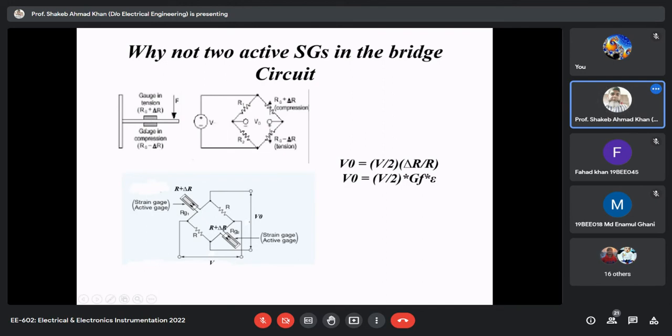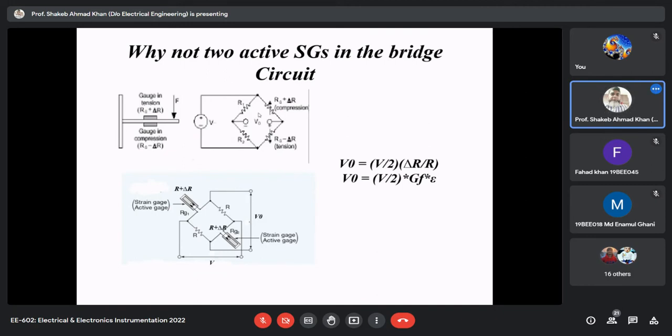The type of change is different and the orientation is different, but the amount of strain will remain the same. So in this case, the resistance of the upper strain gauge will increase, and the resistance of the lower strain gauge will decrease because it is getting compressed. So if we connect this strain gauge here, and this strain gauge here, then what will happen? Then what will happen?